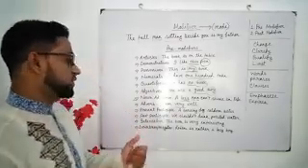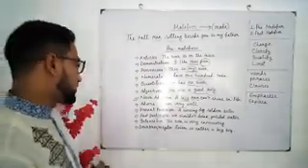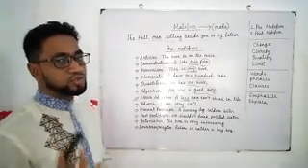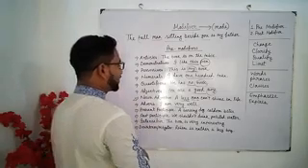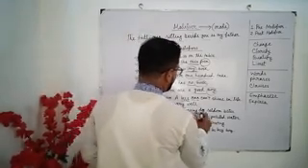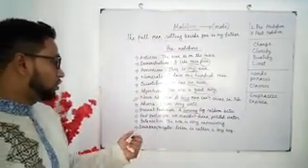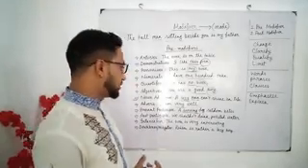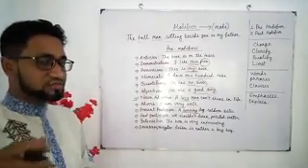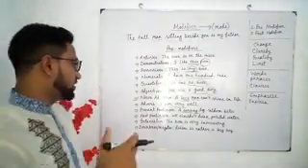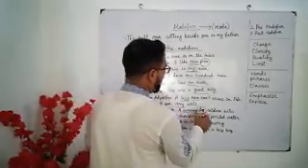Then present participle. You know, verb plus ing is present participle. Present participle can also be a modifier. The example is a barking dog. A barking dog seldom bites. It's a proverb. We all know a barking dog seldom bites. Here the word barking, bark plus ing, is a present participle and it modifies the noun dog.